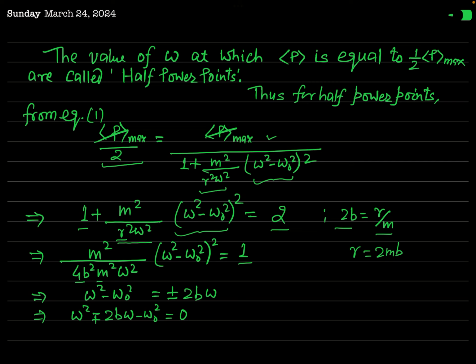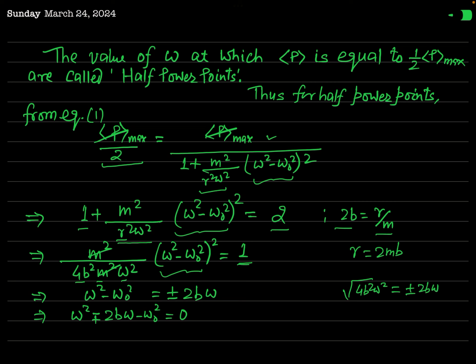Okay, and so our final result is m square over 4b square m square omega square times omega square minus omega naught square whole square is equal to 1. Now you can see this m square and this m square will cancel out. Okay, and this omega square minus omega naught square will be equal to the square root of 4b square omega square, and that will be equal to plus minus 2b omega.